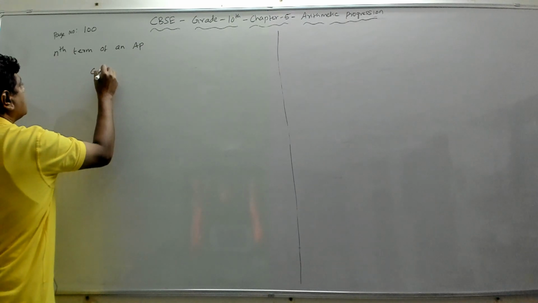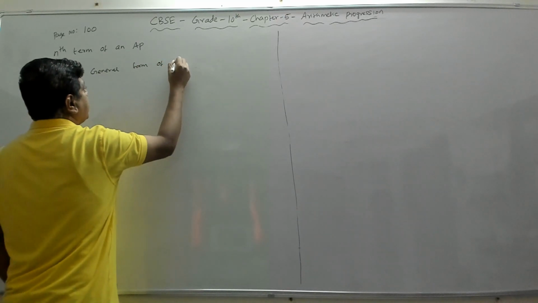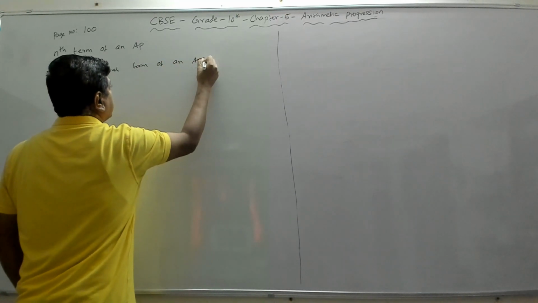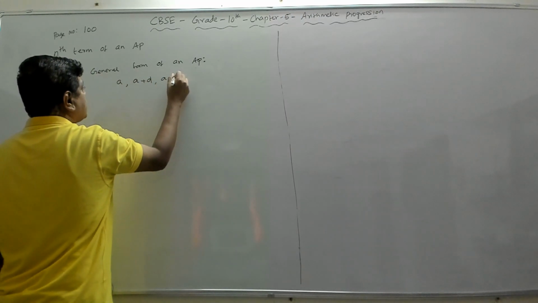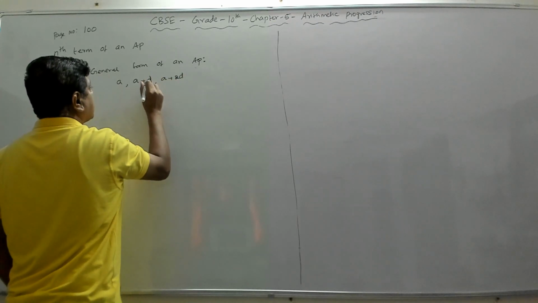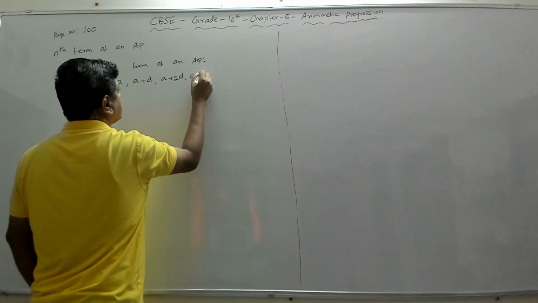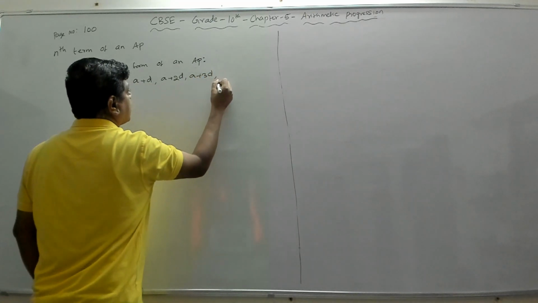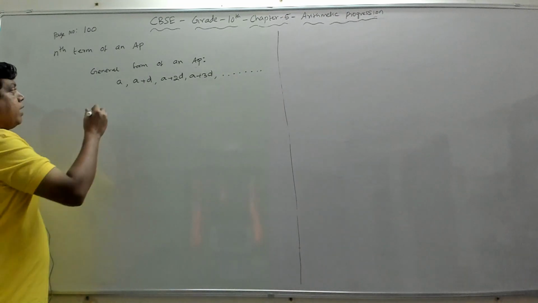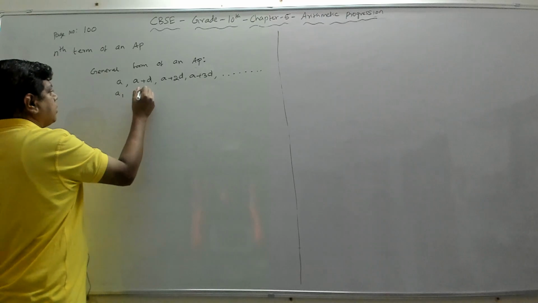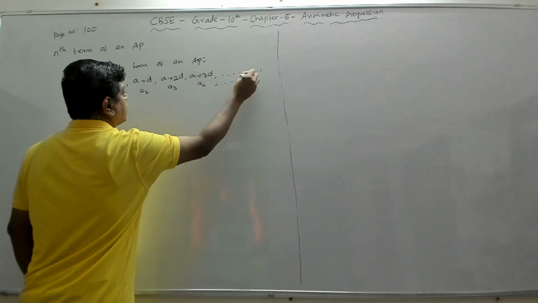So the general form of an AP is: a, a plus d, a plus 2d, a plus 3d, and so on. This is the general form of an AP, where this is the first term, a1, this is your a2, this is your third term a3, this is your fourth term, and so on.